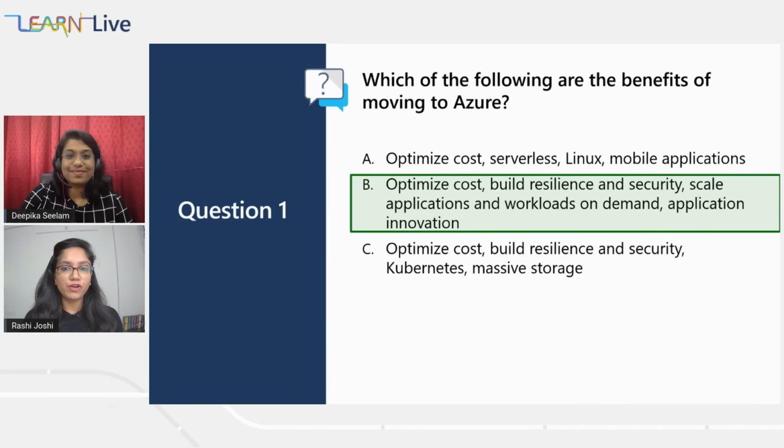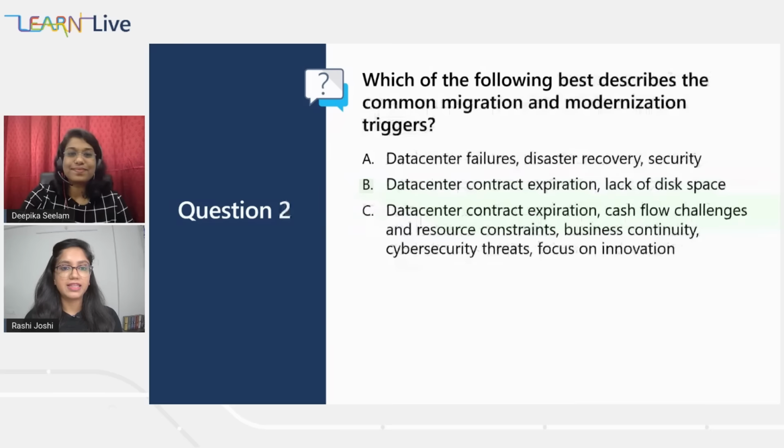Should we move on to the second question, Deepika? Yes, Rashi, let's do that. Okay, awesome. So let's move on to the second question. Folks on the call, you'll see the second question coming up in your chat window anytime now. The question is, which of the following best describes the common migration and modernization triggers?